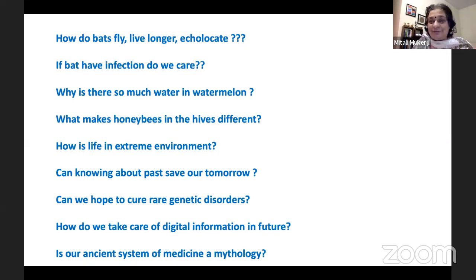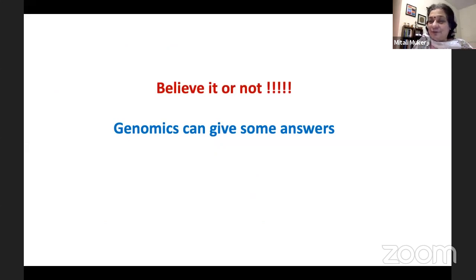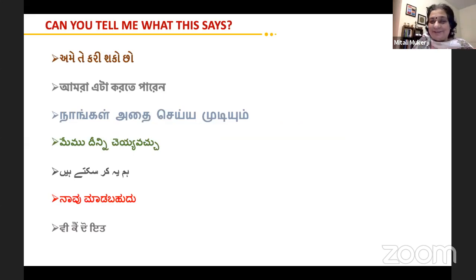So, one of the ways by which you can query many of these questions can be this area of genomics. I would tell you some of the stories which will make you think that there is so much more which can be done with genomics, and many of the answers we can get. Okay. So, normally this is an interactive thing.